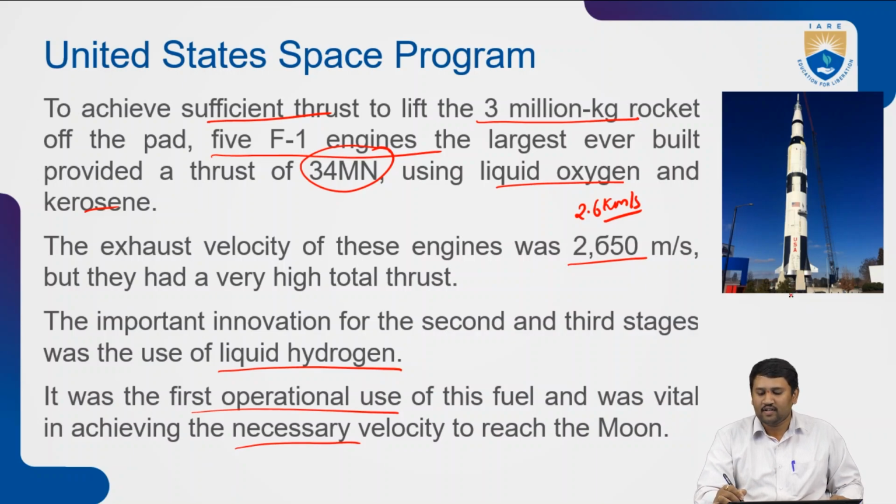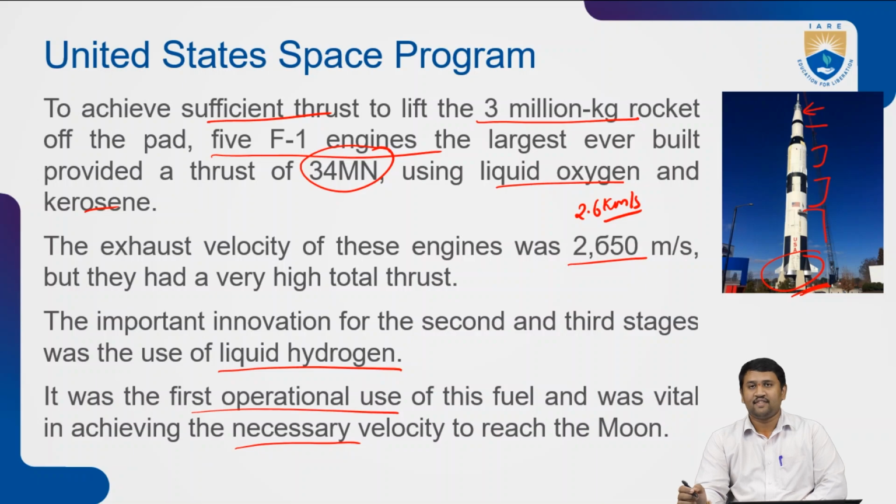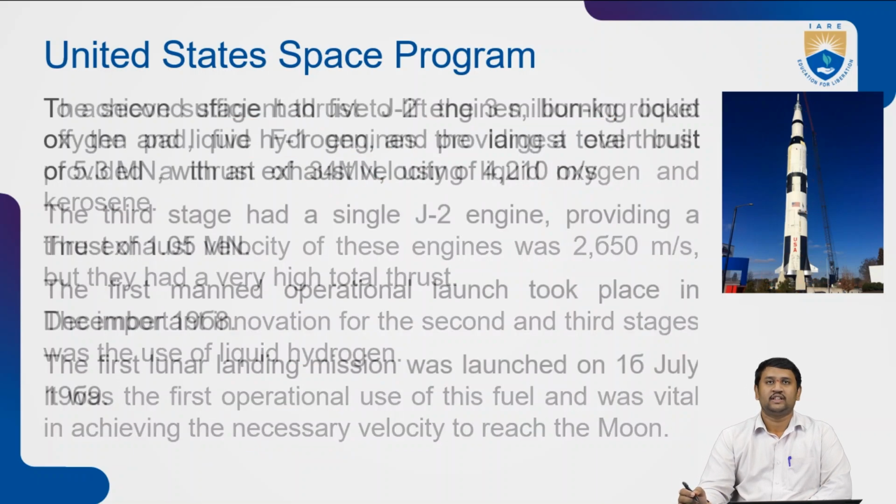Now, on the right is a figure of your Saturn V rocket, in which these are my 5 F1 engines, which are on my ground stage, my second, third, fourth, and Apollo. Right? These are the various stages through which we will be going.